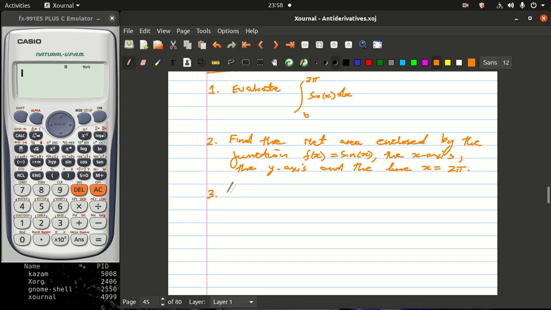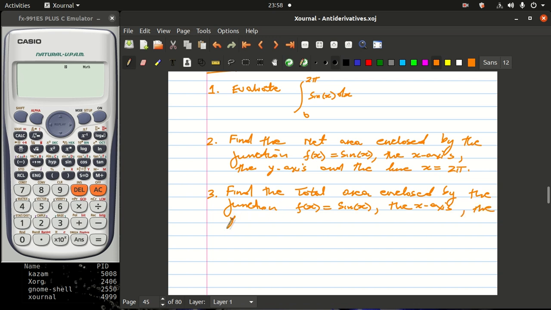The third question is, find the total area enclosed by the function f of x is equal to sine of x, the x-axis, the y-axis, and the line x is equal to 2 pi. So that is what I want you to see.